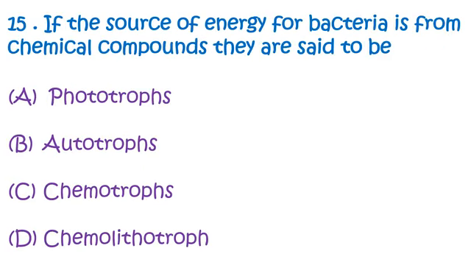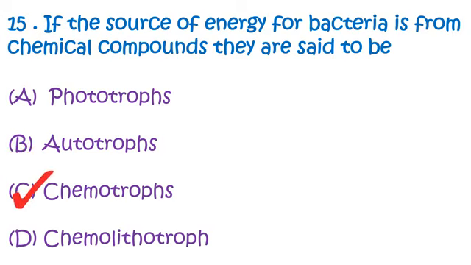Question number 15. If the source of energy for bacteria is from chemical compounds, they are said to be, options are option A phototrophs, option B autotrophs, option C chemotrophs, and option D chemolithotrophs. And the correct option is option C chemotrophs.